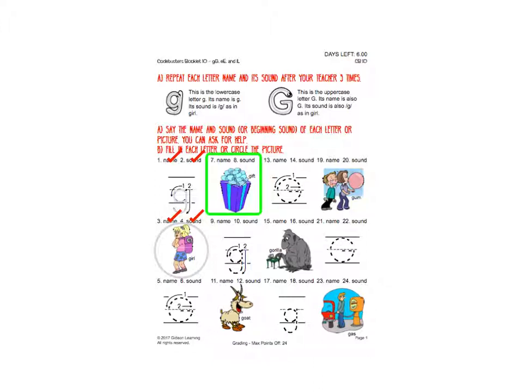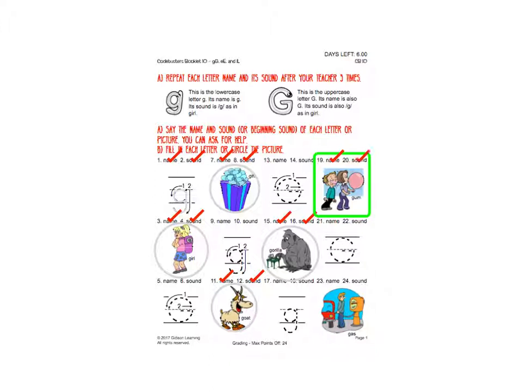This is a gift. The beginning sound is G. And then you can circle it. This is a goat. The beginning sound is G. And then you can circle it. This is a gorilla. The beginning sound is G. And then you can circle it. This is a picture of gum. The beginning sound is G. And then you can circle it. This is a picture of gas. The beginning sound is G. And then you can circle it.